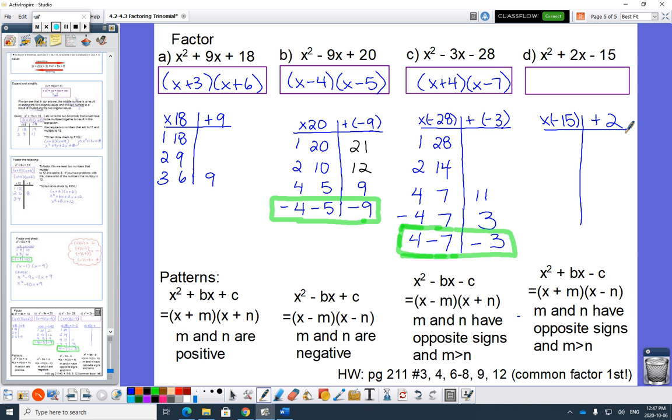So this one's the opposite of that. Now m is positive because when you add, you get a positive number. But again, if you don't like summary patterns like this, you don't have to worry about it. Just go through trial and error.